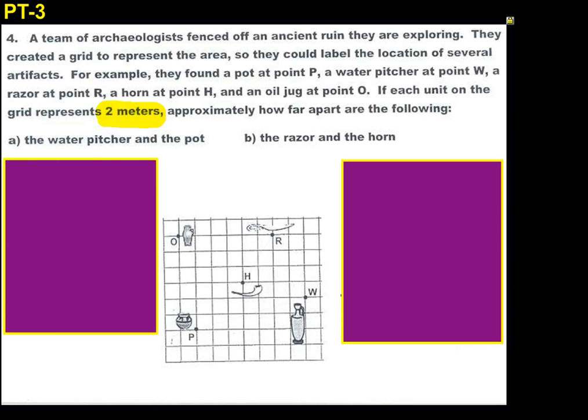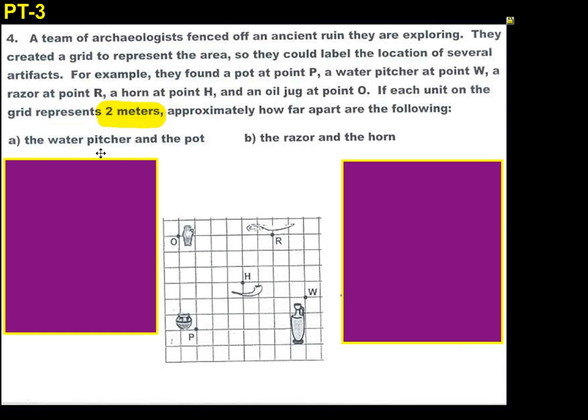All right, let's take a look at question number 4. A team of archaeologists fenced off an area ruined they are exploring. They created a grid to represent the area so they could label the location of several artifacts. For example, they found a pot at point P, a water pitcher at point W, a razor at point R, and a horn at point H, and an oil jug at point O. If each unit on the grid represents 2 meters, and I've highlighted that because it's so easy to skip over it, approximately how far apart are the following?